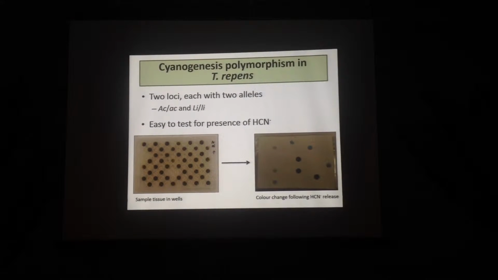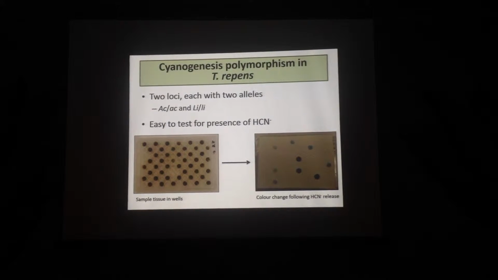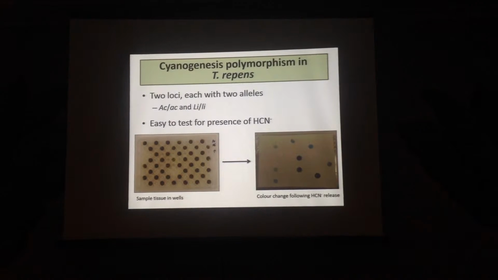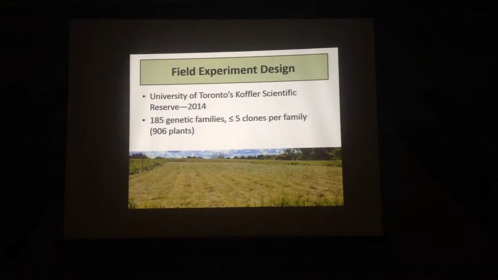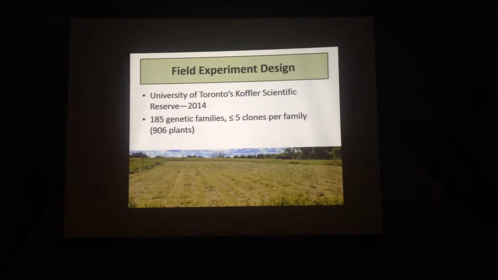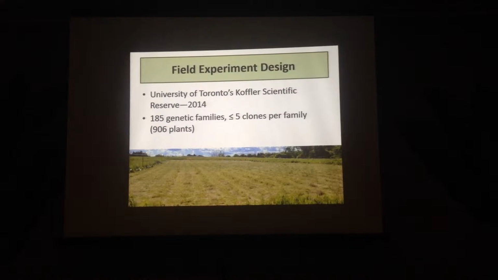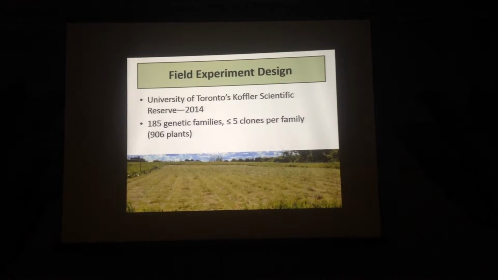It's extremely easy to screen for these genes by just putting tissue in wells, putting some special paper on top, and putting it in an oven for a little bit. And then you can tell what the genotype is. So I conducted a pretty traditional ecological genetics experiment at the University of Toronto's Koffler Scientific Reserve, where I grew plants from 185 genetic families, with up to 5 clones of each of those families present in the array, for a total of 906 plants.